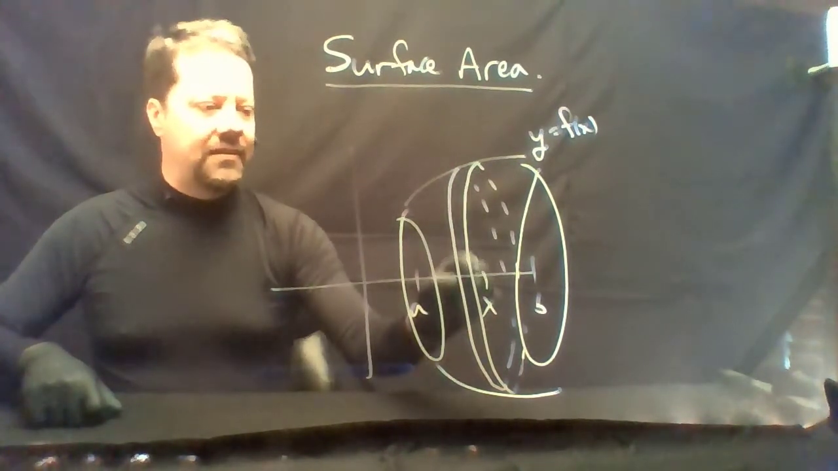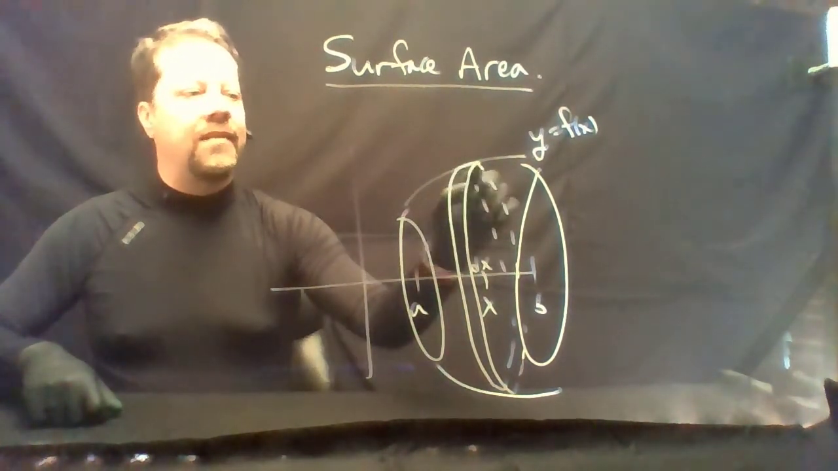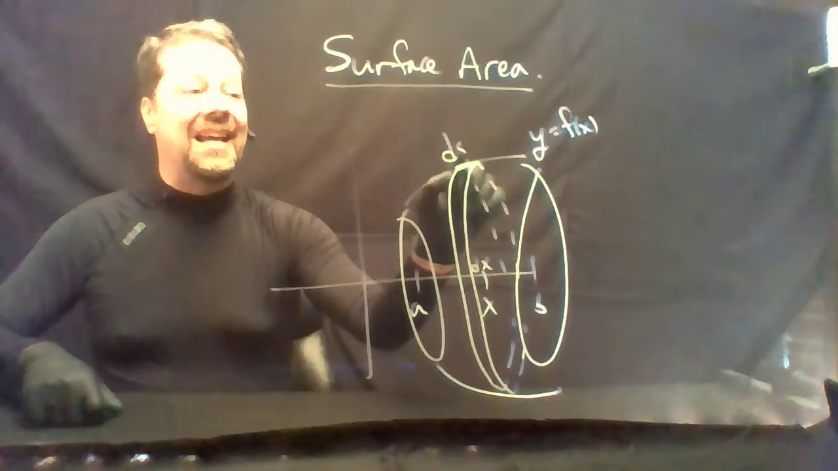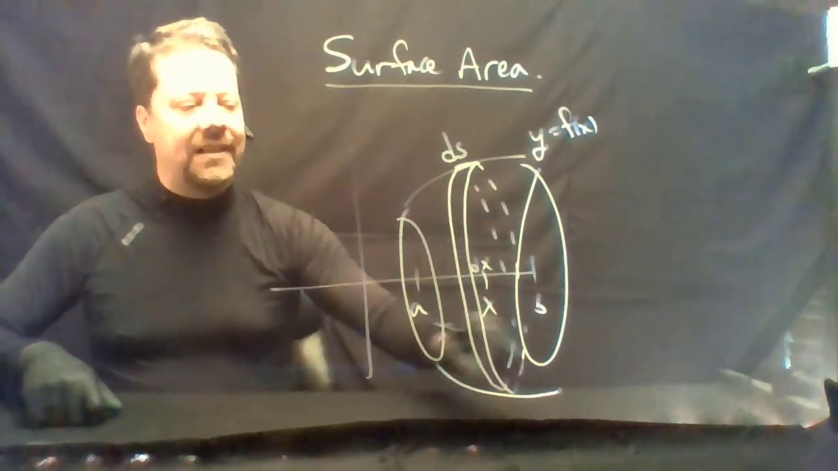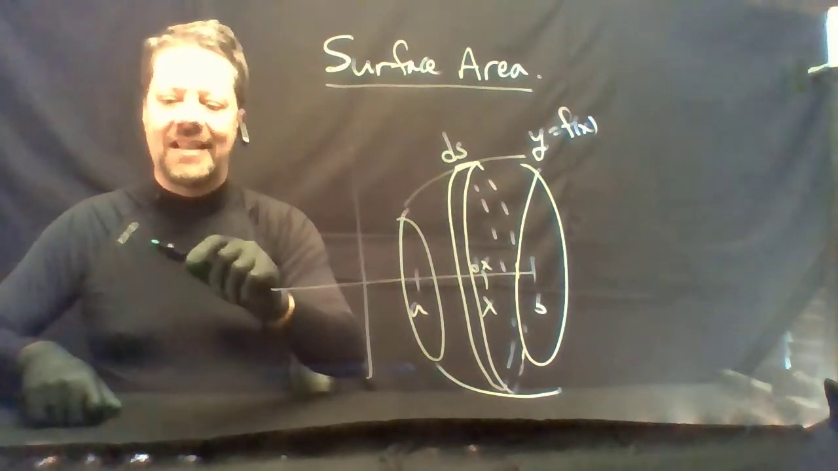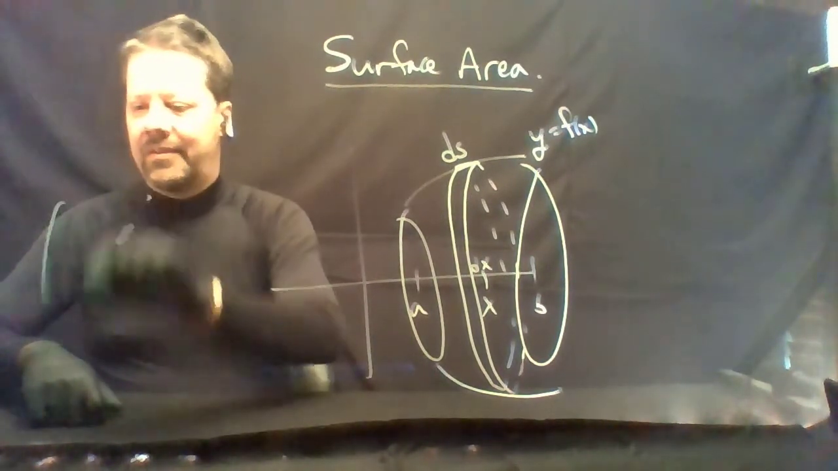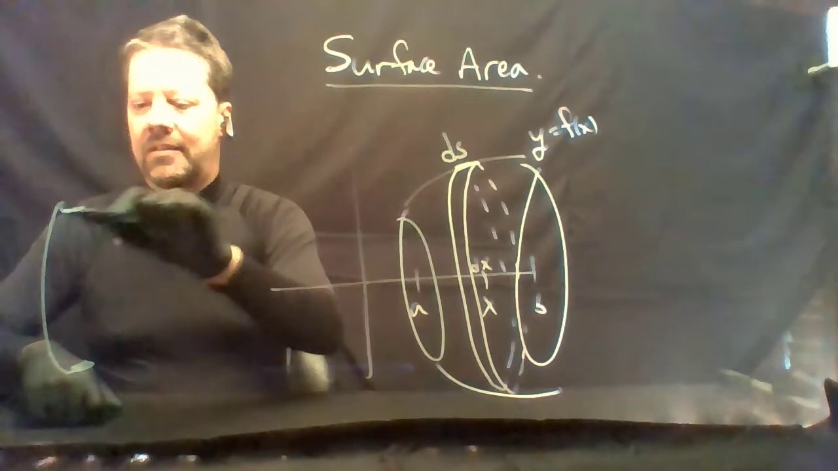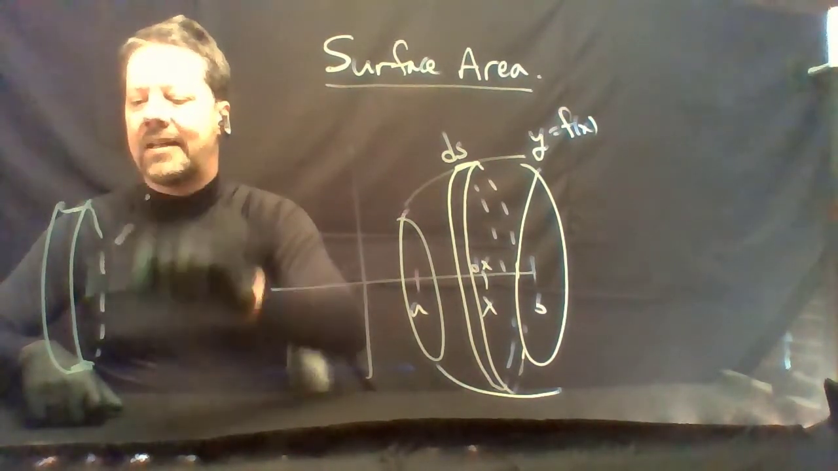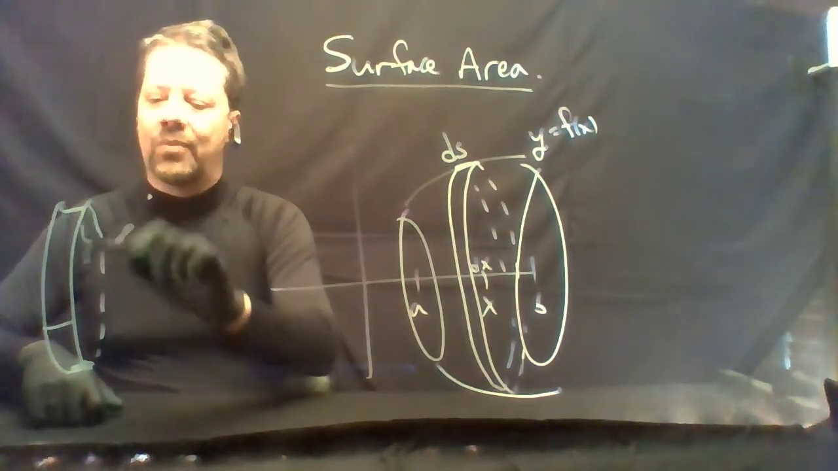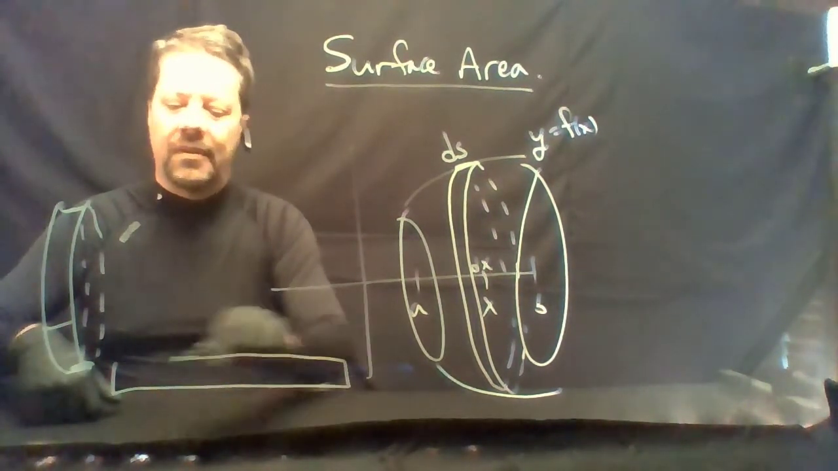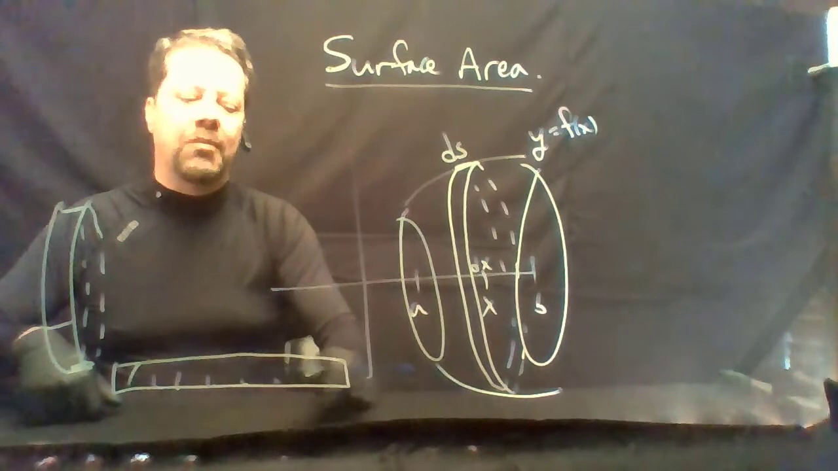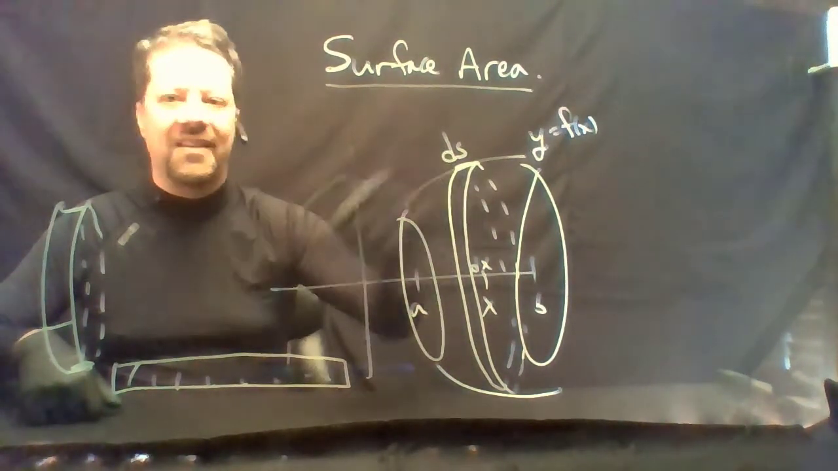Of width dx. The arc length is ds, which is key here. We're going to generate a little band. We're going to take that little band and cut it. Here's our little band. It has a little length like this. It goes around. We're going to cut it and unroll the thing. We're going to roll it out. And then the area of that little band will be the piece of surface area.